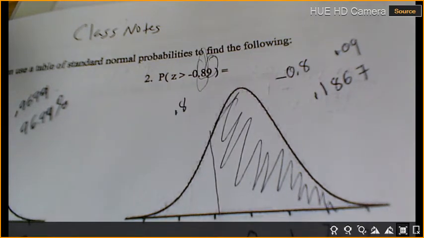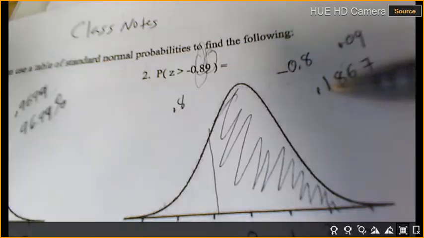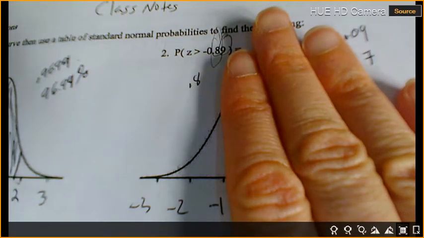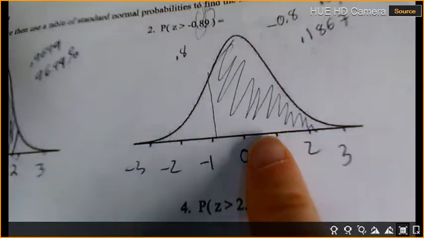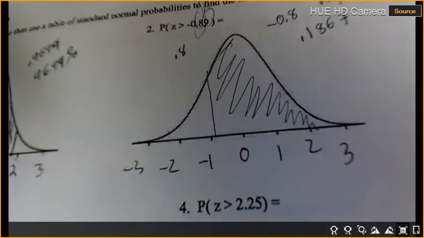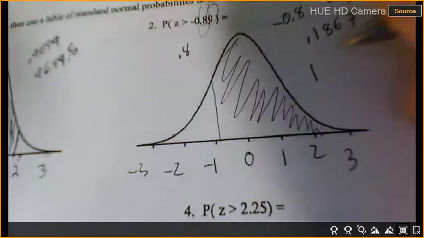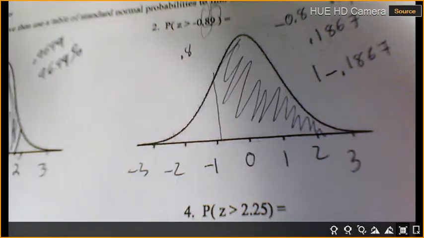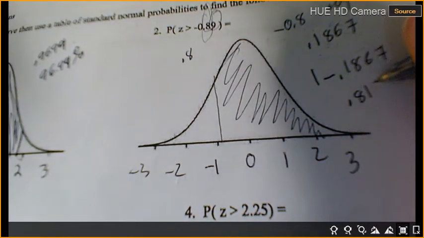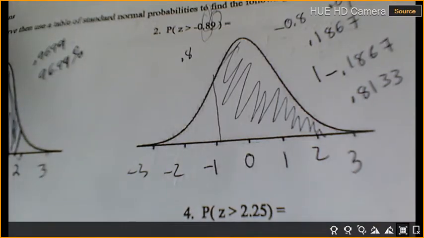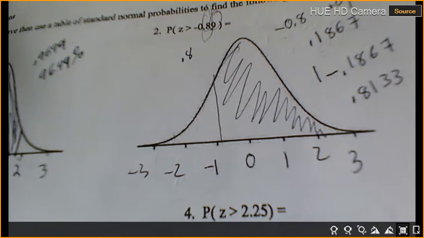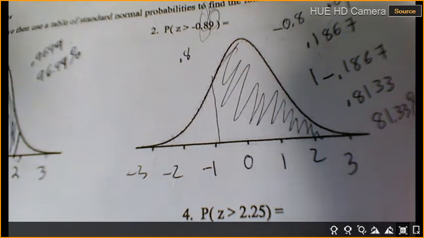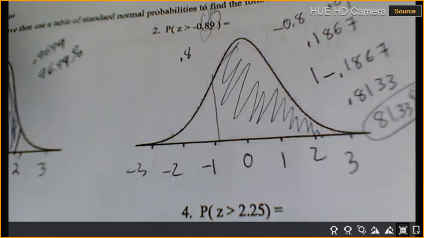Okay. Now, this right here only tells me that part in white. I don't want that part in white. I want this part that I colored in. So that's why I'm going to go 1 minus 0.1867, and I'm going to end up with 0.8133. Okay, which is 81.33%. Okay?